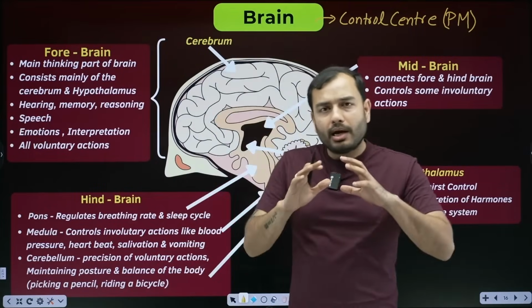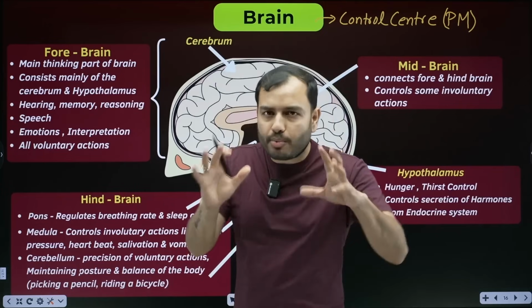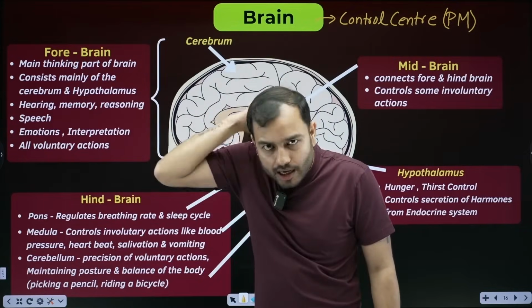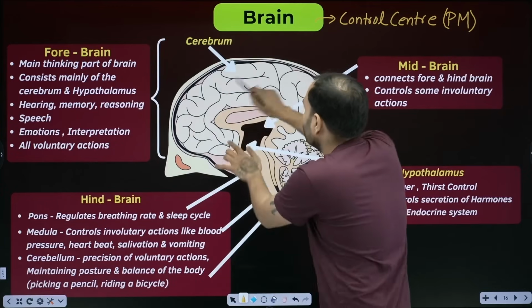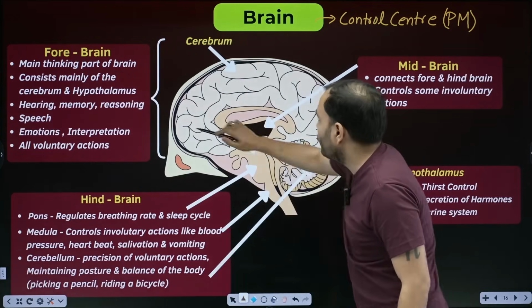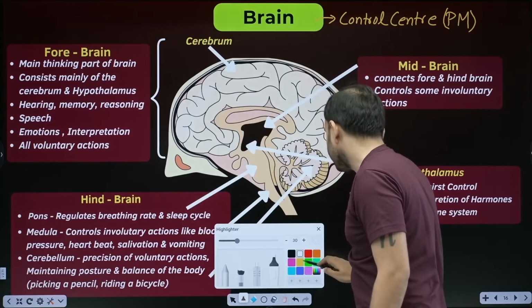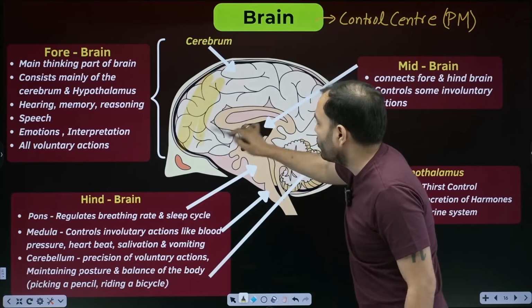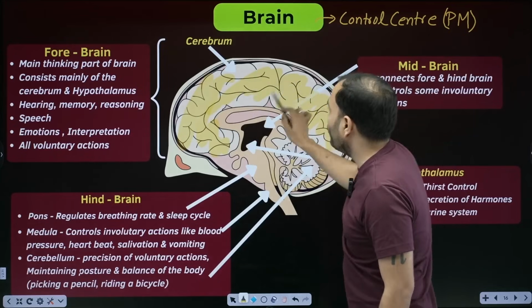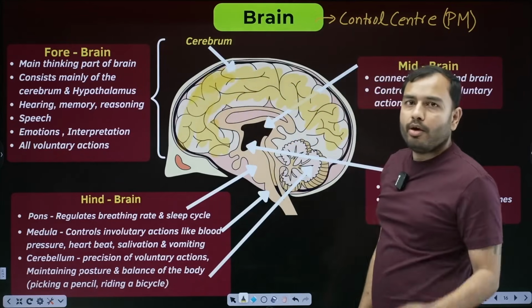If we divide our brain, there are mainly 3 major portions. One is called the forebrain. This is the frontmost part. This entire area you see is called the forebrain. This whole is your forebrain, the frontmost part, which you can see.